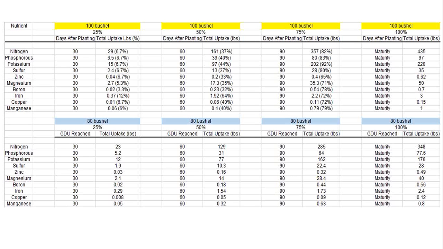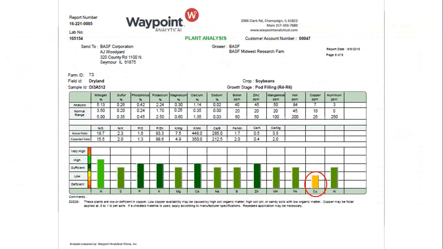In this case, we've got 80 bushel on the bottom and 100 bushel. We've got each individual nutrient, and then we've broken that out into how much of those nutrients are taken up in different quarters of the growing season. In the first 30 days, no nutrient is taken up any more than 12%, so very little uptake. You really don't see a lot of nutrient uptake until you get out into the 60 to 90 day range and on out to maturity. A lot of soybean nutrient uptake occurs late in the year. I think that's something important to remember.